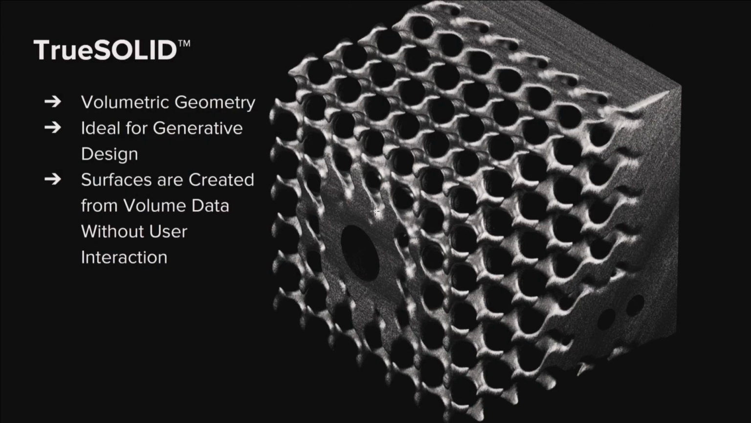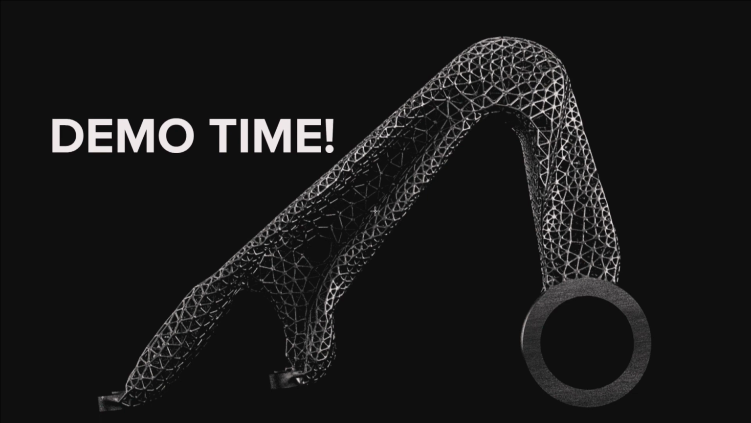After I demonstrate that, I'll lift the hood of the car, so to speak, and we can take a look at the guts, which is True Solid. So it's a volumetric geometry kernel, as I mentioned. It's ideal for generative design. And surfaces are created from volume data without user interaction. So that's an automatic process, which is very important if you're going to make really crazy geometry like this. So demo time.